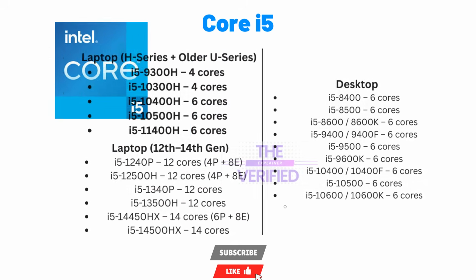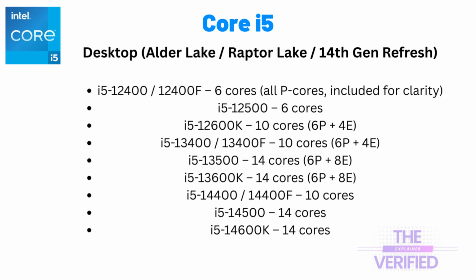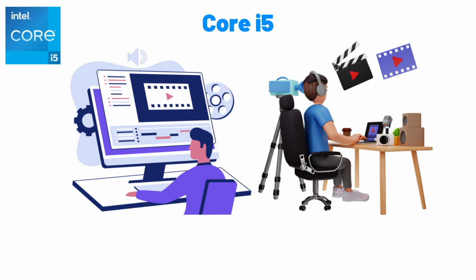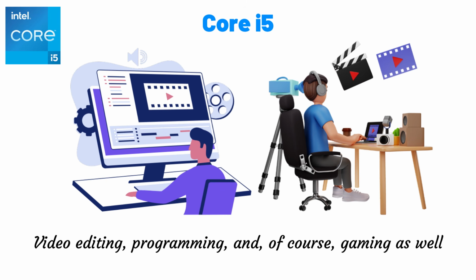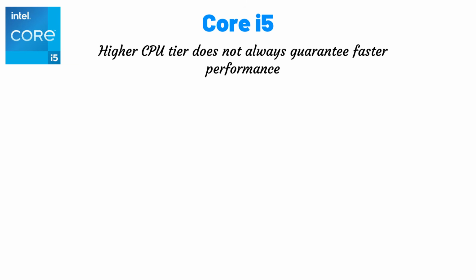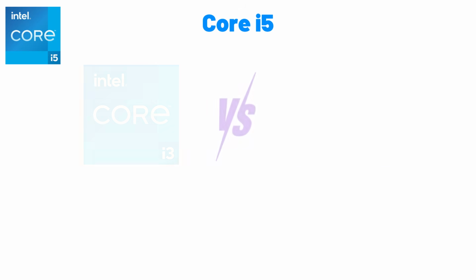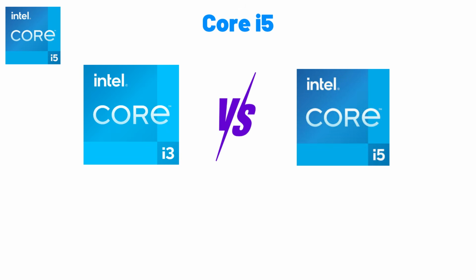Core i5 processors come with 6 or even 14 cores, making them capable enough for tasks like photo or video editing, programming, and, of course, gaming as well. It is important to note that a higher CPU tier does not always guarantee faster performance if the chip is from an older generation. For example, if we compare an Intel Core i3 with an Intel Core i5 in the same generation, the i5 is definitely stronger.